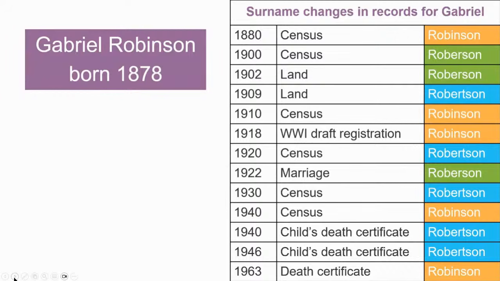Here's an example of some minor name changes for Gabriel Robinson, who was born in 1878. The table includes a list of the records that mention Gabriel and shows how his name alternated between Robinson, Robertson, and Robertson between 1880 and 1963. Be aware of this possibility when looking at records, and do not limit yourself to only those persons with the exact name you think your ancestor used.